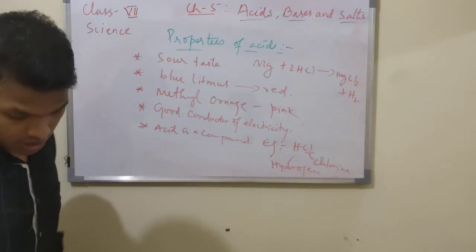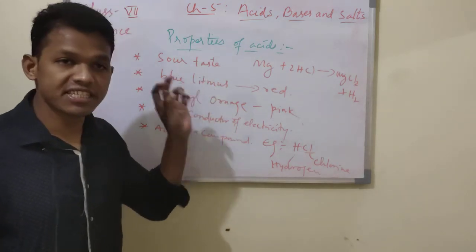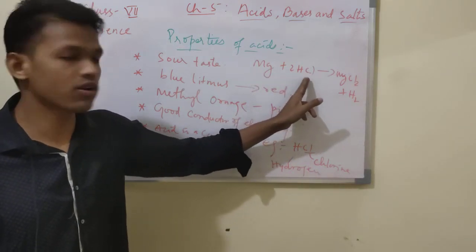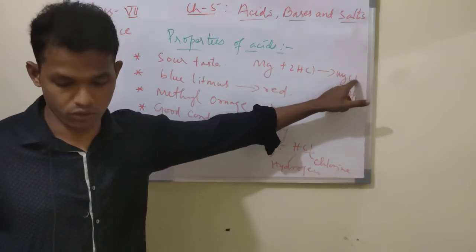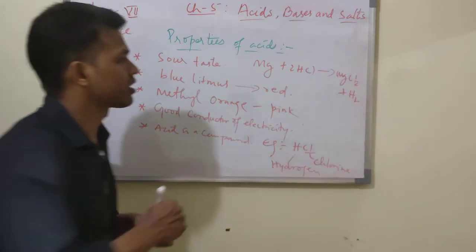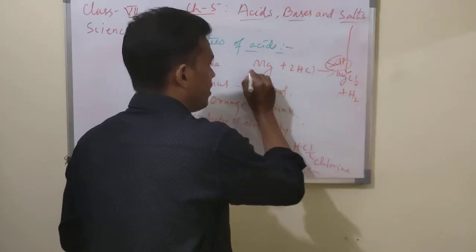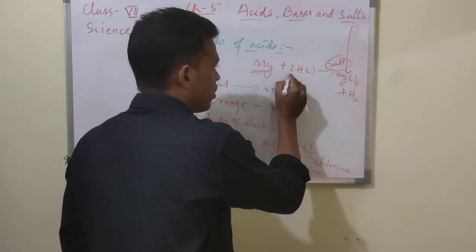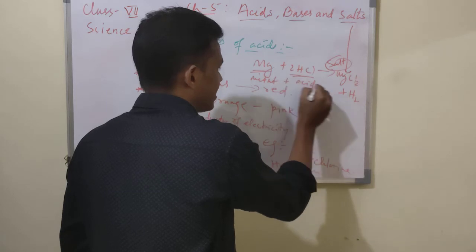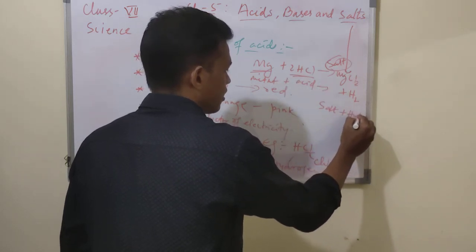Now we'll study reaction with metals. When acid reacts with a metal, it will produce a salt. For example, magnesium reacts with hydrochloric acid and magnesium chloride is produced. This magnesium chloride is a salt. Magnesium is a metal and this is an acid. Metal plus acid gives salt plus hydrogen gas.